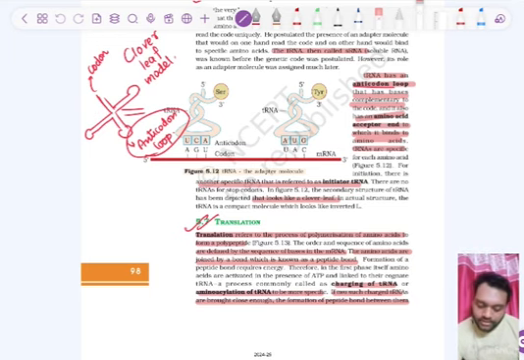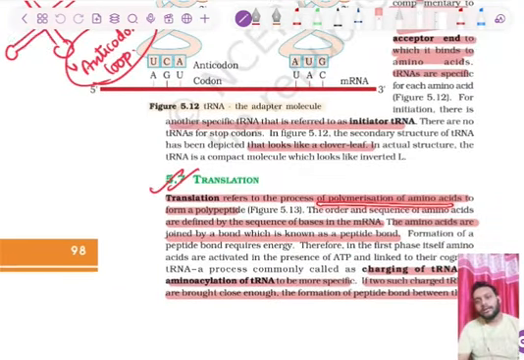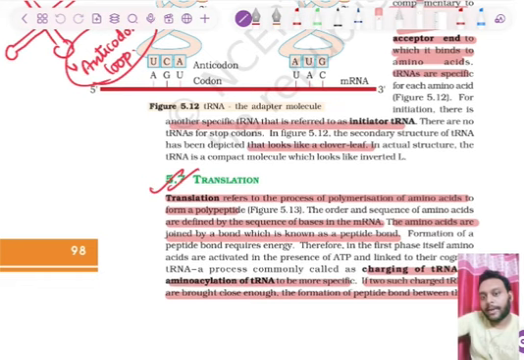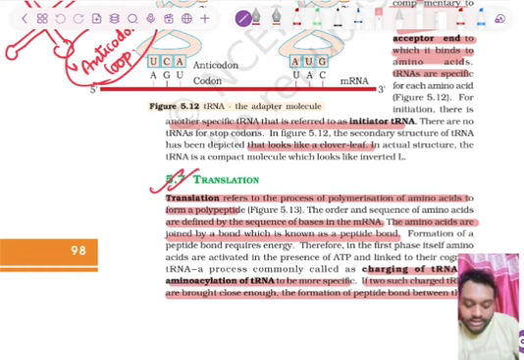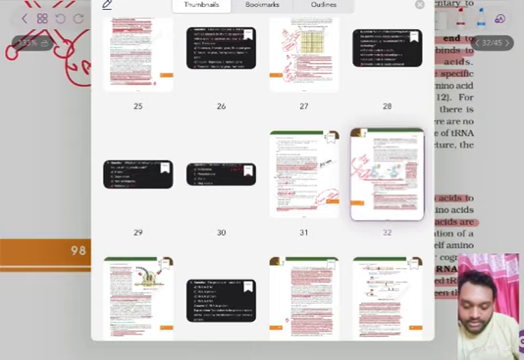So, what is translation? Translation refers to the process of polymerization of amino acids to form a polypeptide. There were genetic codes we discussed in the previous video. From the genetic codes, there is a production of amino acids, and from the amino acids, there is the production of different proteins. So, what are the steps of translation? We shall be discussing the steps of translation.